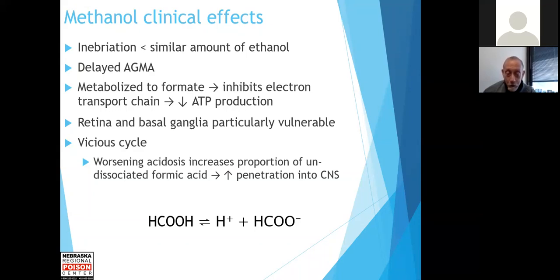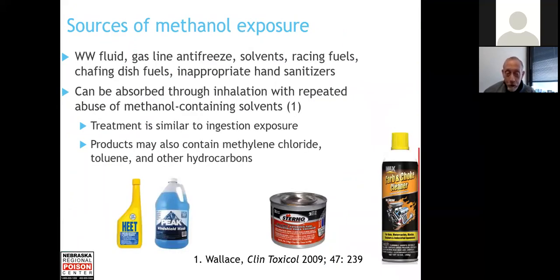These patients can benefit from being treated with bicarb. If they become too acidemic, they can get into a vicious cycle. As they become acidemic, you're going to increase the proportion of formic acid that's in the non-dissociated state, which is going to more easily enter the CNS and the retina and worsen toxicity. So there's going to be some advantage to giving the bicarb.